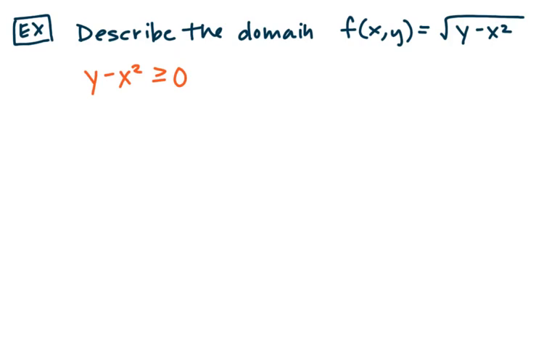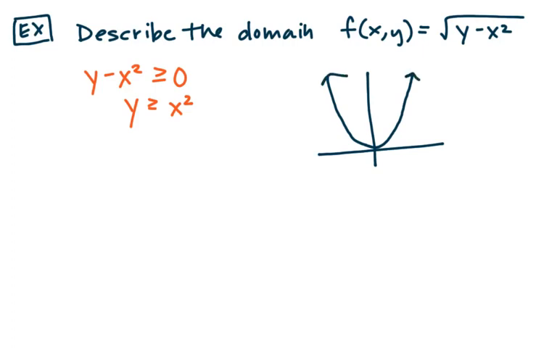So let's think about that. That means that y needs to be greater than or equal to x squared. And so what does this look like? This is a parabola, right? And all the y values need to be greater than or equal to x squared. So let's draw our parabola. Y equals x squared looks like this. Because it has an equal to, it's a solid line. We can include the boundary.